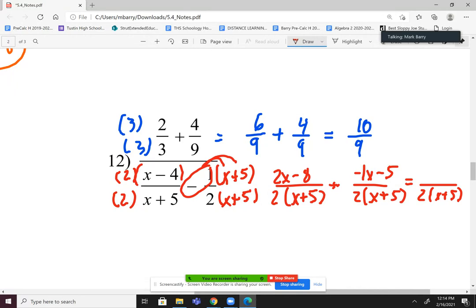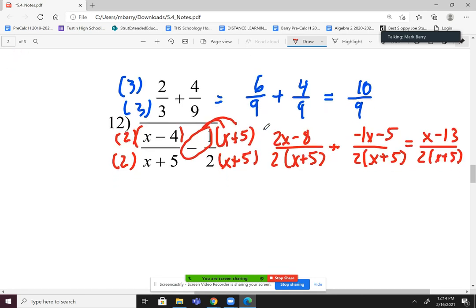All right, so if I add the numerators here, 2x minus 1x is just x. And then negative 8 minus 5 is negative 13. Okay, so there's my part 1 done. So now I'll rewrite it here, 10 over 9 over x minus 13 over 2 times x plus 5.